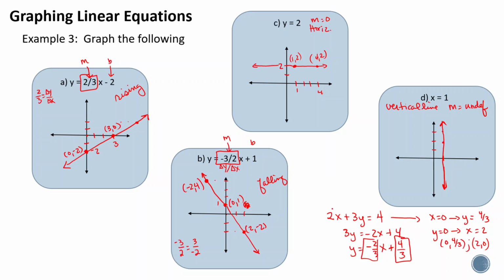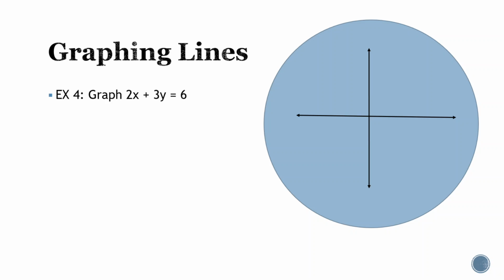Also notice when they give it to you in standard form, if this is A and this is B, the slope will always be negative A divided by B because of the way we solve the equation. So that's just something nice to remember so that you can graph them in any way. You can solve it, you can find the slope, or you can find those intercepts in order to graph it. Okay? All right, so here's another example of those.